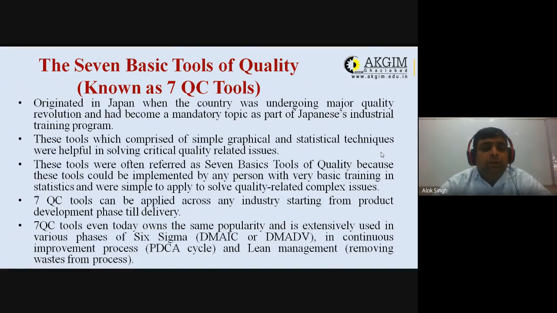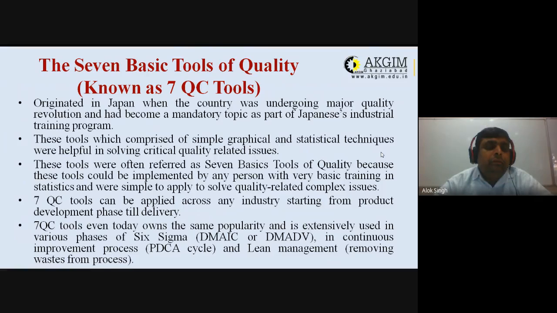Next, the 7 QC tools can be applied across any industry, starting from the product development phase till delivery. It means you can apply these tools anywhere, whether in the product development phase or in the product delivery phase.